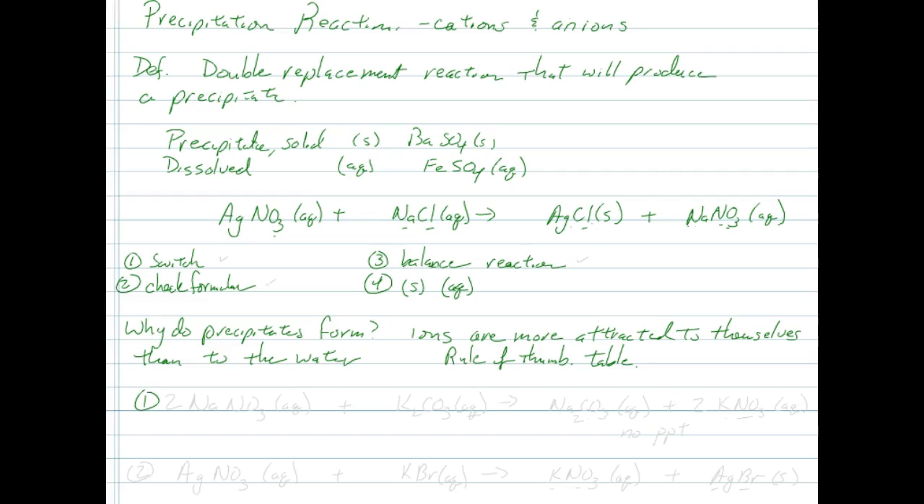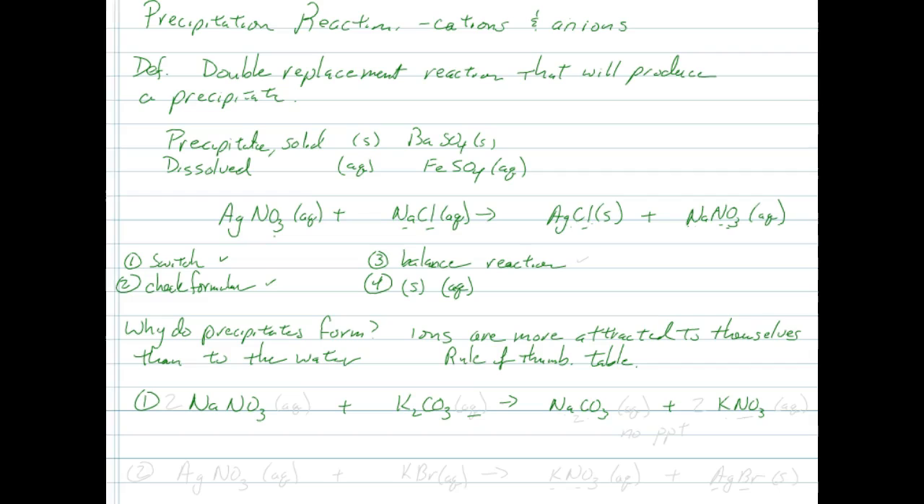Sample problems. NaNO3 plus K2CO3. You leave spaces before and after so that you can fill them in. You got to do step 1, which is switch. NaCO3 plus KNO3. If it's a polyatomic ion, bring the subscripts, otherwise you leave them behind. So that's step 1.